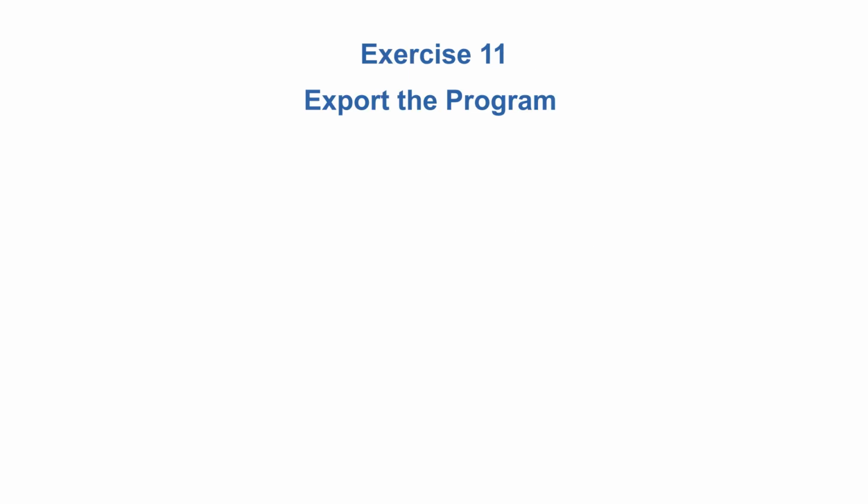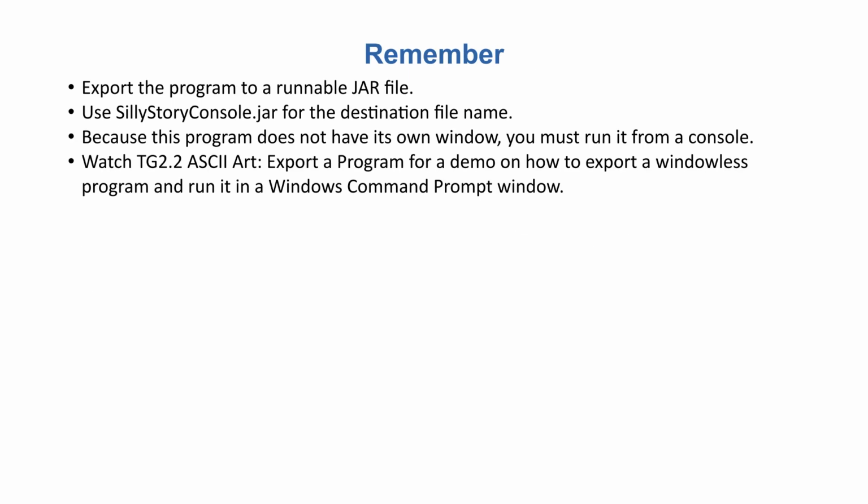Exercise 11. Export the program. Export the program to a runnable jar file. Use sillystoryconsole.jar for the destination file name so it doesn't replace the sillystory.jar file you created earlier. Because this program does not have its own window, you cannot just double-click the Silly Story console jar file. You must run the program from a console.